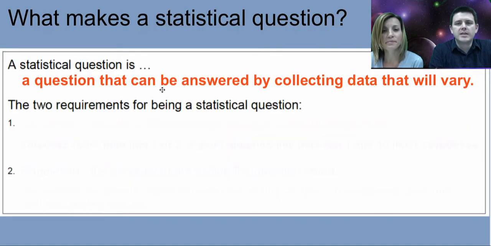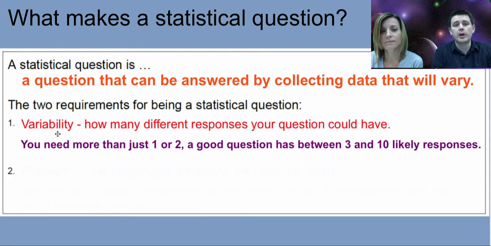So what makes a statistical question? A statistical question is a question that can be answered by collecting data that's going to vary. So the key word is the word vary, meaning you're going to get some different answers for it. There are 2 requirements for being a statistical question, and this is the big piece for today. The first is something called variability: how many different responses your question could have. We don't want something that's just a yes or no question, or there's really only one correct answer to it. We want something with some variety to it. So we usually aim to have between 3 and 10 different possible answers for it. So variability is how many different responses you can get.